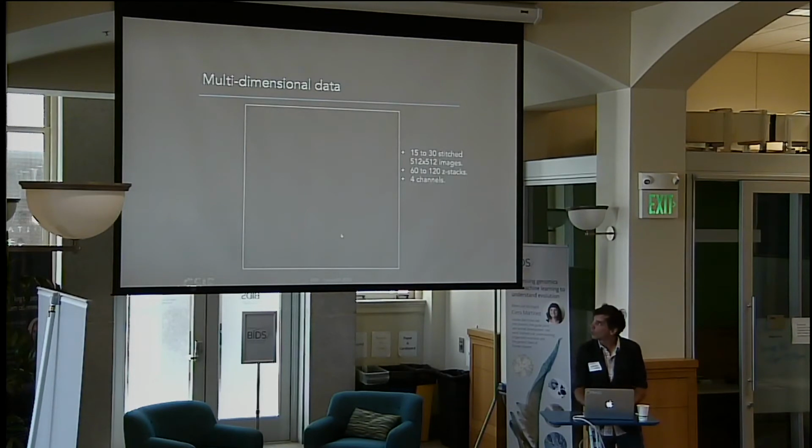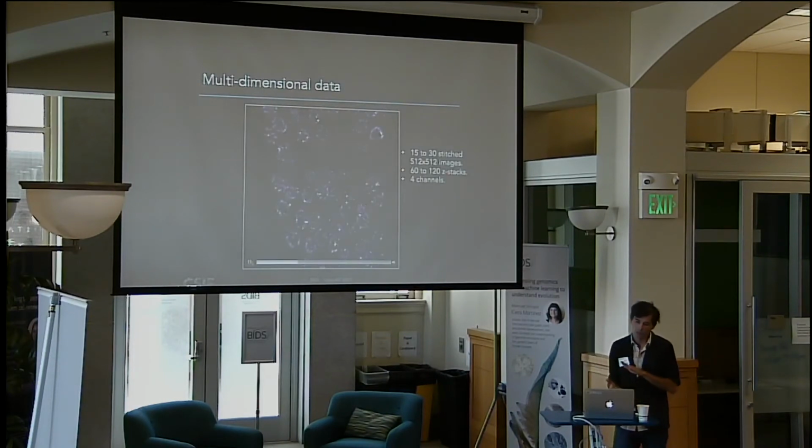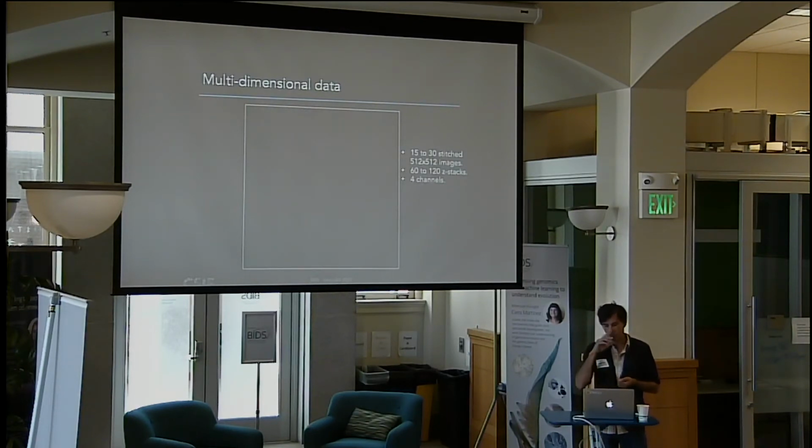So, as a reminder, the images they work with are stitched images of 512 by 512 images. You can have 15 to 30 of these images, and they are Z-stacks. So there are a lot of dimensions to this image, and you also have up to 4 channels. So 1 channel for the chromosome and different colors for different proteins that are involved in crossover.